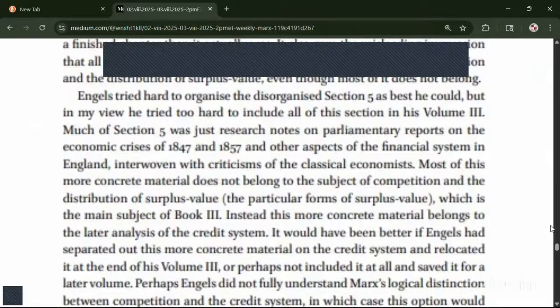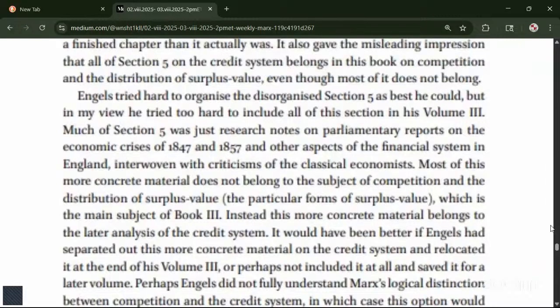Most of this more concrete material does not belong to the subject of competition and the distribution of surplus value, the particular forms, that is, of surplus value, which is the main subject of Book 3. Instead, this more concrete material belongs to the later analysis of the credit system.